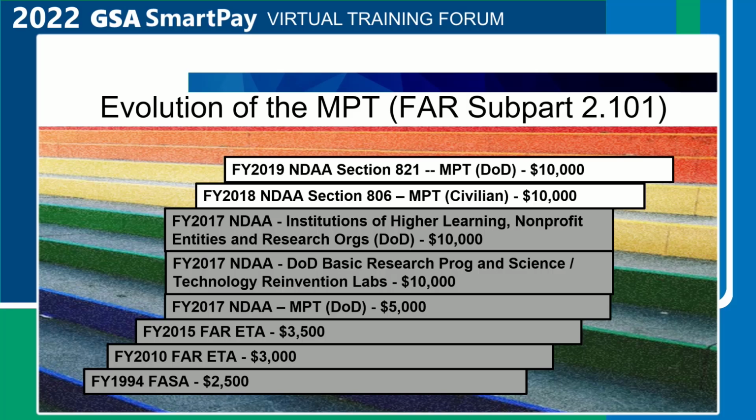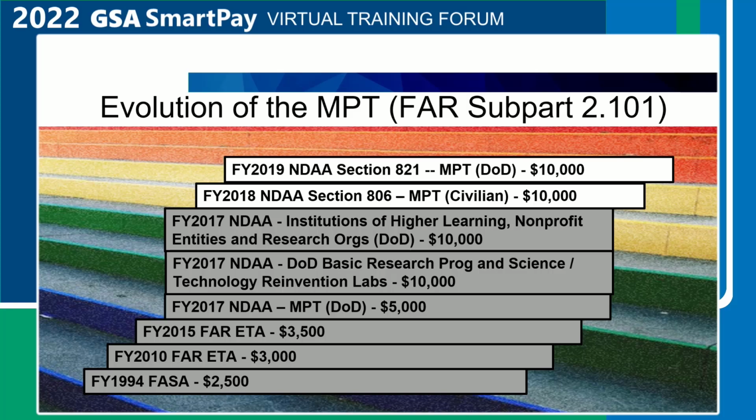And again, 5 years later, it was raised from $3,000 to $3,500. These increases were part of the FAR Council's review of all acquisition thresholds done every 5 years to consider adjustments for inflation. The FY 2018 NDAA Section 806 included an increase of the micropurchase threshold for civilian agencies from $3,500 to then $10,000.